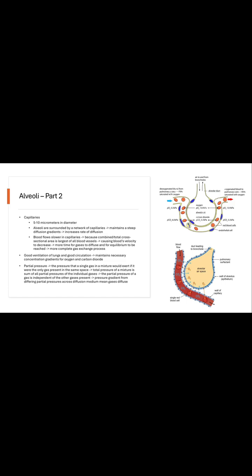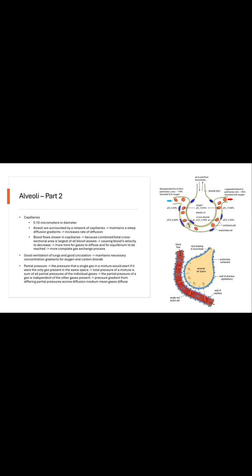Now, the alveoli are surrounded by a network of capillaries, as I've said, and this maintains a steep diffusion gradient because they have a good blood supply, and this in turn increases the rate of diffusion. Now, this may be a challenging concept to understand, but if we imagine it like people needing to go on public transport and you're traveling on a train or a bus. Let's say a train, because I feel like trains are more regular.